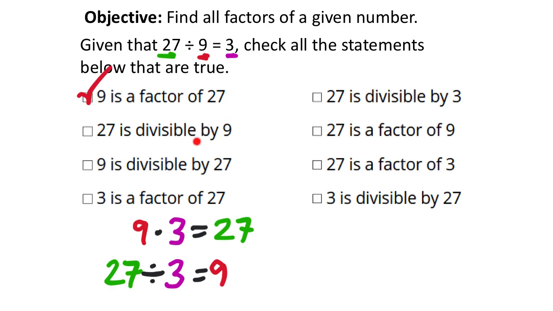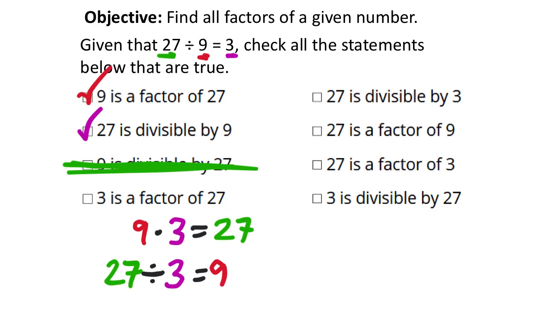The next statement, 27 is divisible by 9. Yes, that's exactly what this statement shows. That is also a true statement. 9 is divisible by 27. Again, it's kind of related to this one. It's just that it switches the dividend and divisor, which wouldn't equal 3 anymore because this is directly related to the fact family. So this one is false. Cross it out.